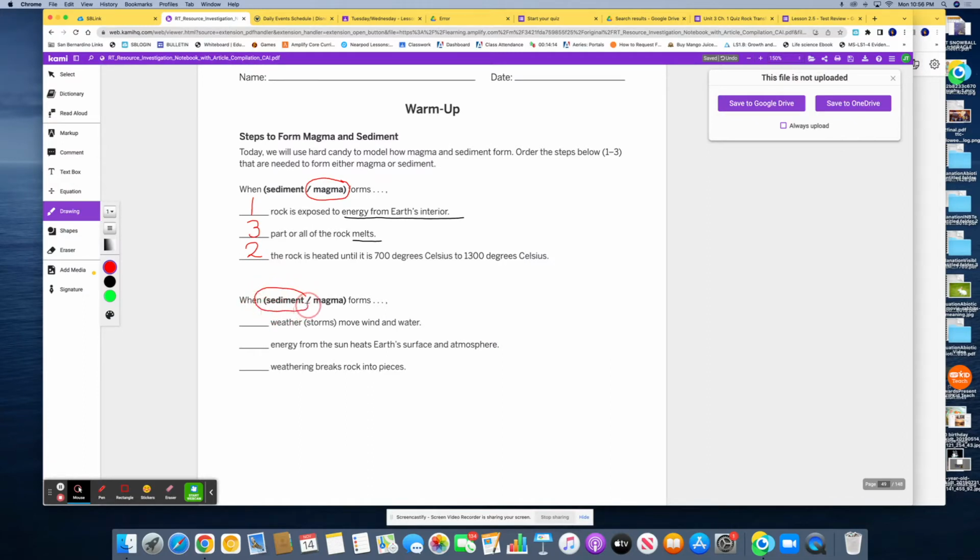Now for sediment, here are the steps that we have to put in order. Weather or storms move wind and water. Energy from the sun heats Earth's surface and atmosphere. And then weathering breaks rock into pieces. All right, so let's put this in order. The first thing that must happen is you get the energy from the sun, and it heats Earth's surface and atmosphere. Then weather moves wind and water. And then weathering breaks rock into pieces.